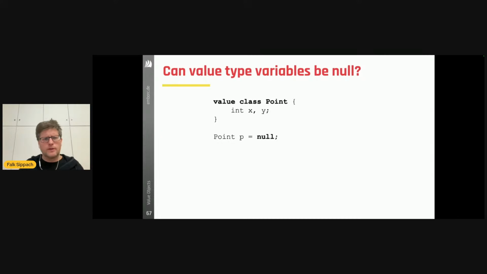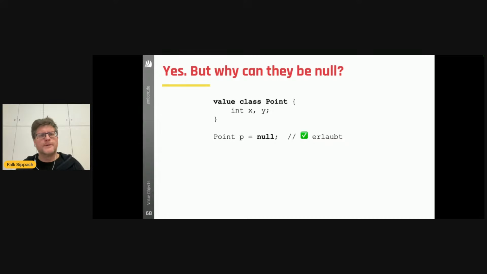And the question is, if we have a value class point with x and y, can a reference p from type point be null? And of course it can, but why? Yeah, and the reason is we need backward compatibility.